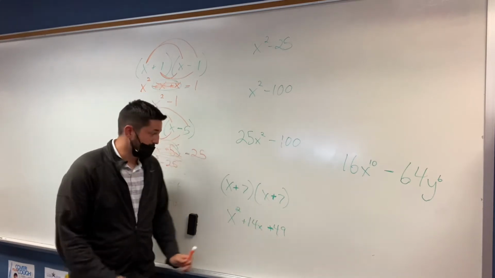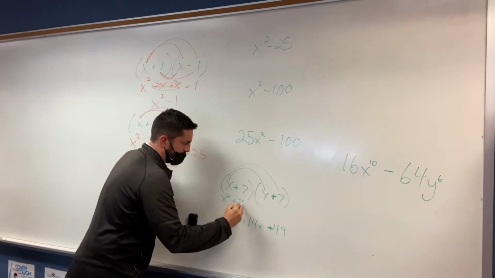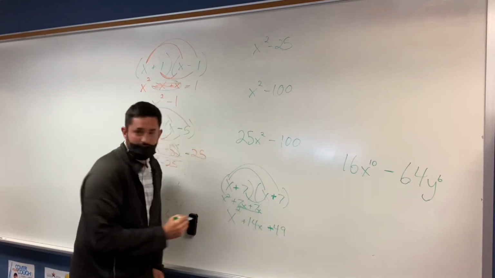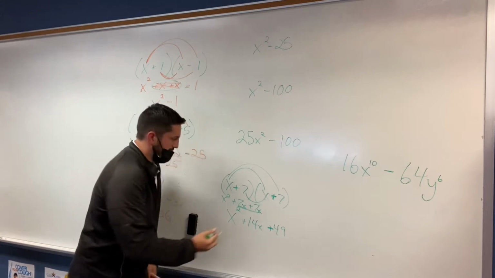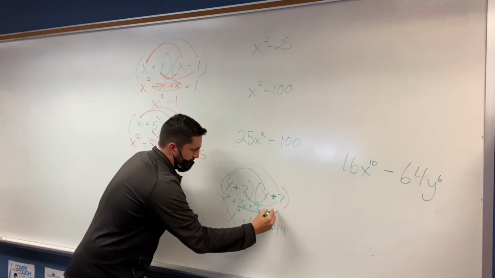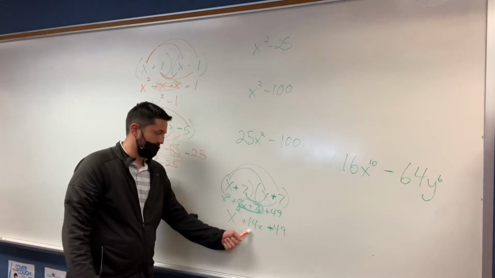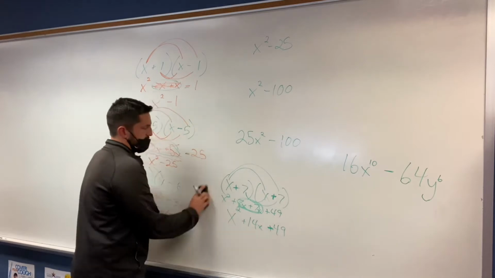Which is basically me doing x times x is x squared, x times 7 is plus 7x, 7 times x is another plus 7x. So instead of canceling, they doubled, if you want to think of it like that. And then 7 times 7 is 49, which gets you the combining like terms, and not canceling this time, they doubled. Okay, anyway, cool. So, erasing that.